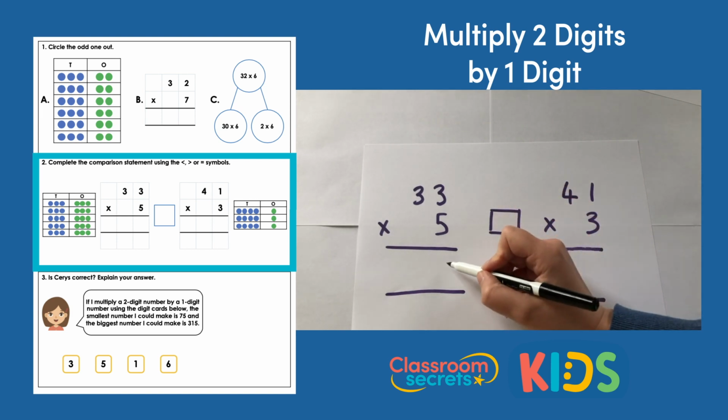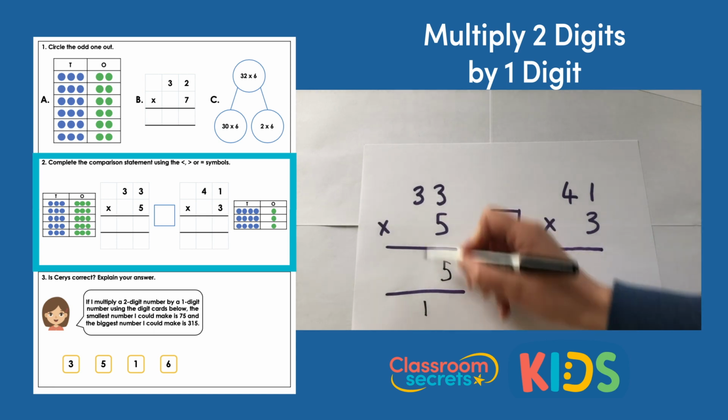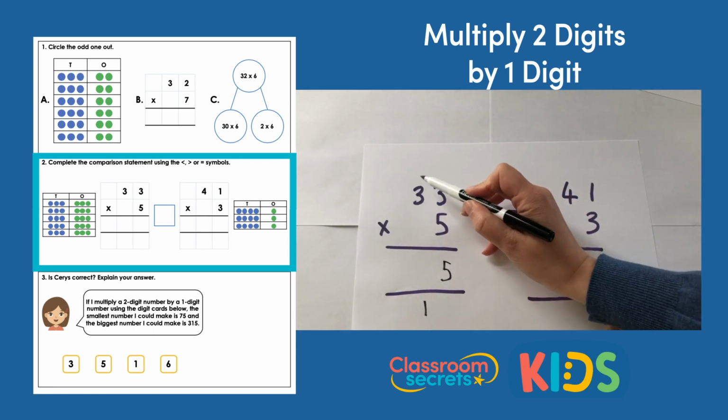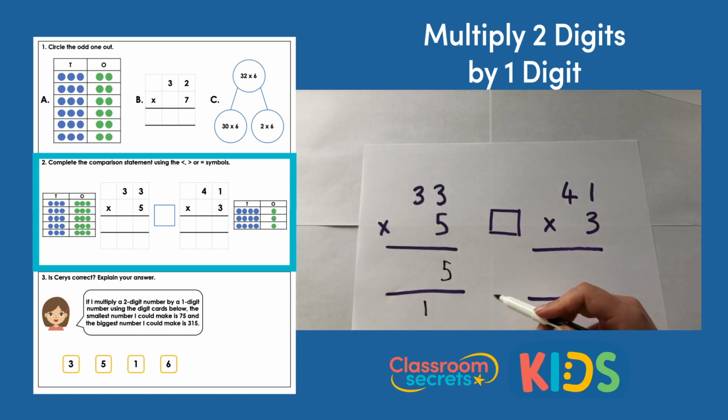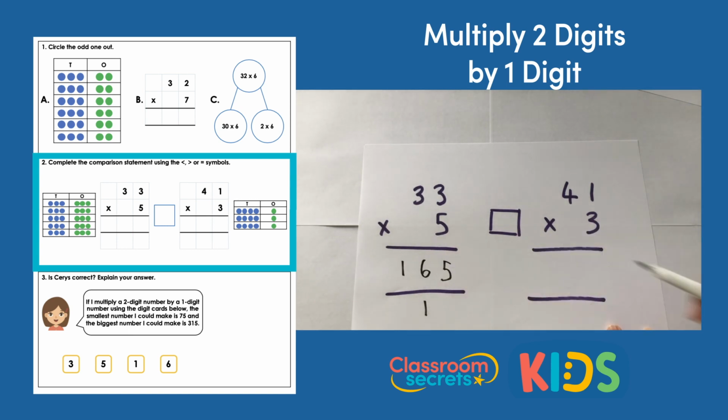3 times 5 is 15. So we show our 5. Our 10 is exchanged into the tens column. 3 times 5 again is 15, but we're talking about tens this time, so it's 150. Add the extra 10 is 160, so our answer is 165.